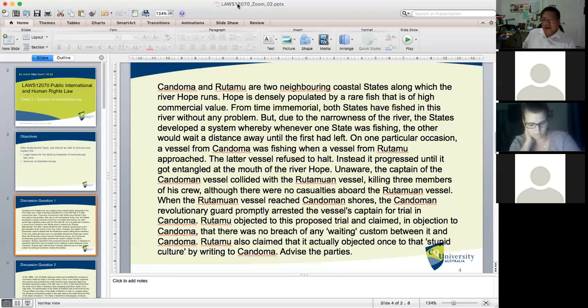Okay, so from Samantha, would it have to do with jurisdiction? Meaning, would Kandoma have jurisdiction to try the Rutamu staff or whoever they may be? Okay, that's partly it. But in relation to international law, what is the broader question here? The broader international law question. Manjo. Yes, good. I think we're looking at an international custom.